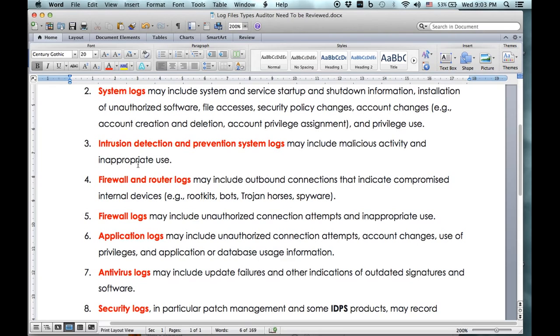So the next is firewall log. The auditor will review this log to identify unauthorized connection attempts or inappropriate use by an unauthorized user, or a system compromised by an external attack or insider attack.